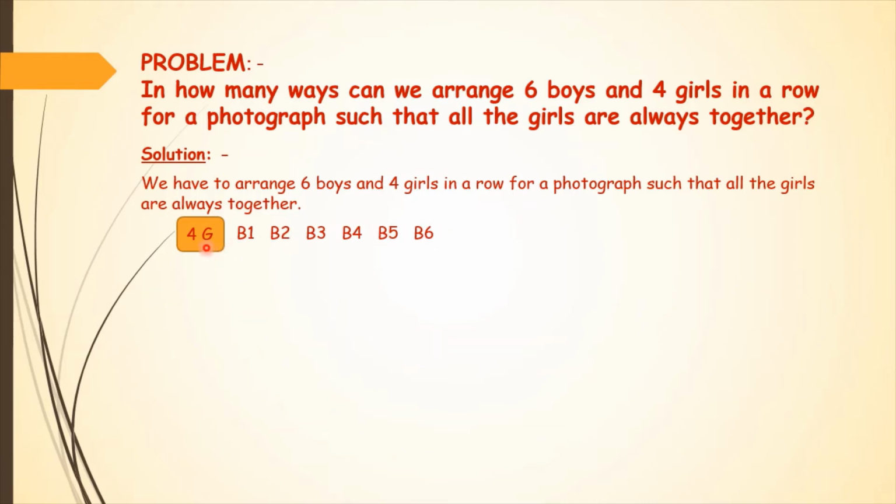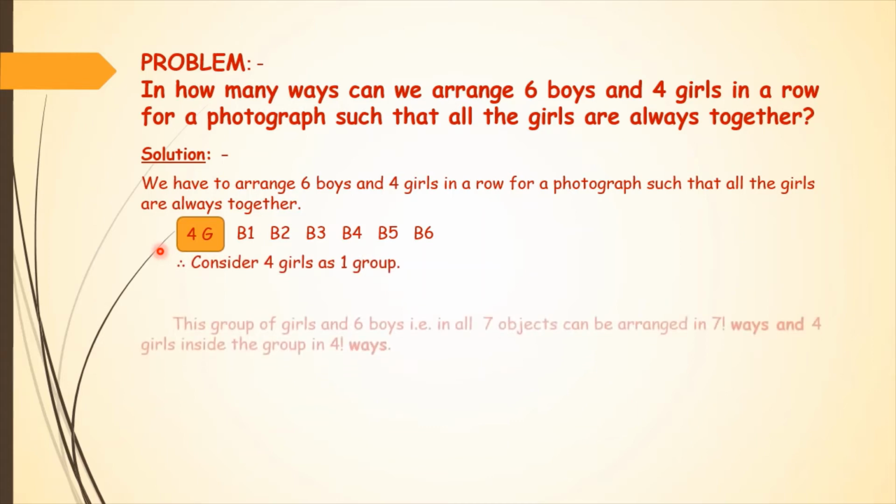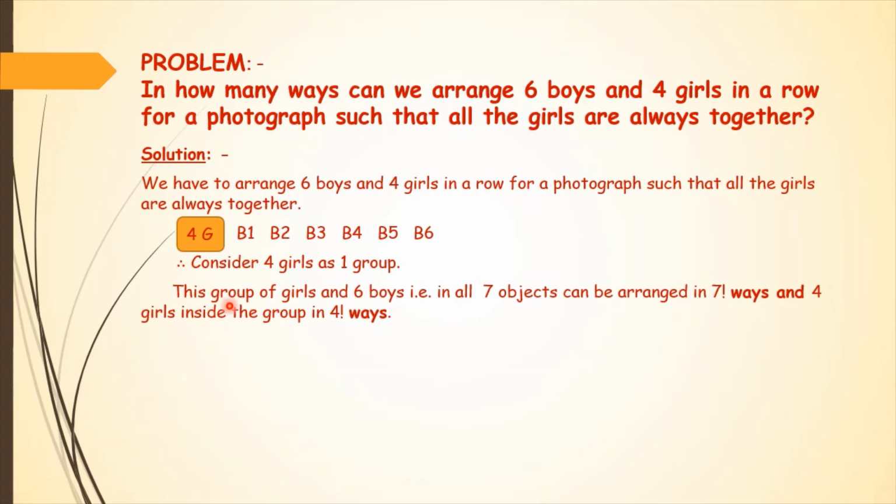Now we will go to the group of girls. In this group, these 4 girls, they can interchange their positions. So inside the group, they can be arranged in 4 factorial ways. So all this is explained here. Consider 4 girls as one group. This group of girls and 6 boys, that is in all 7 objects, can be arranged in 7 factorial ways, and 4 girls inside the group in 4 factorial ways.